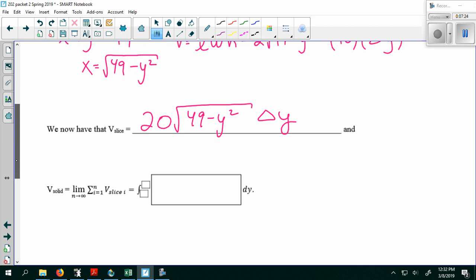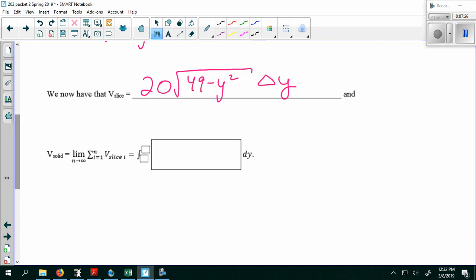So then to find the volume of the entire solid, I sum up the volumes of all my slices, take a limit as n goes to infinity, and I'm going to translate this to an integral. So this becomes 20 radical 49 minus y squared dy. The delta y becomes a dy.